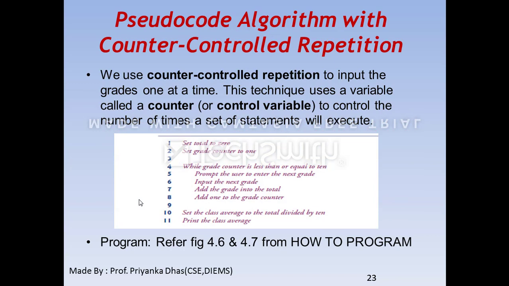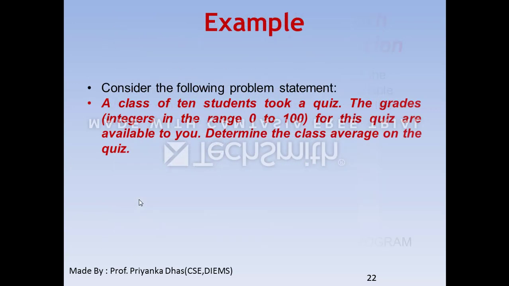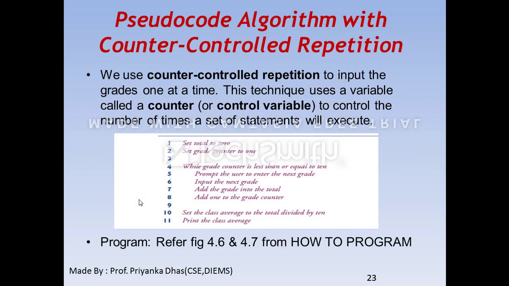In this I have given the pseudocode for the counter control repetition, with statements of what you have to do. First, the required input is that you are going to take grades of the 10 students, and the required output is the class average of the quiz, which you have to display. So here first you will set the variables total and grade counter. Total you set to 0, grade counter to 1, and then you will have a counter control repetition using any of the loop statements.